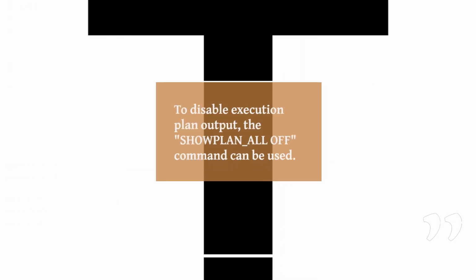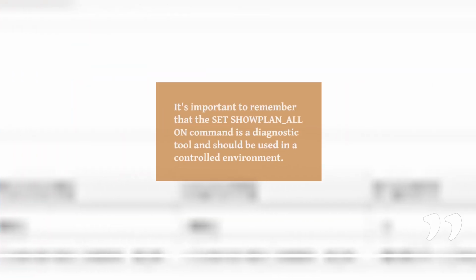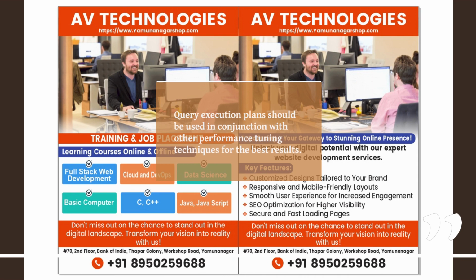To disable execution plan output, the SET SHOWPLAN_ALL OFF command can be used. Testing the optimized query and monitoring its performance ensures that the optimizations have had the desired effect. It's important to remember that the SET SHOWPLAN_ALL ON command is a diagnostic tool and should be used in a controlled environment. Query execution plans should be used in conjunction with other performance tuning techniques for the best results.